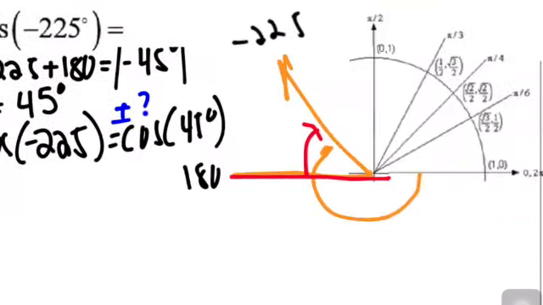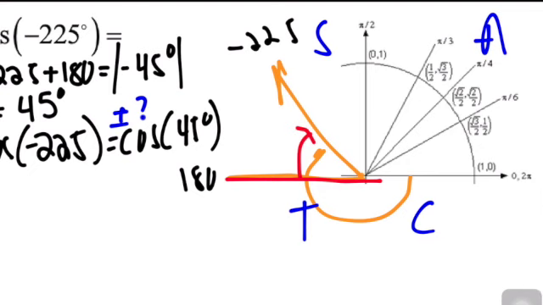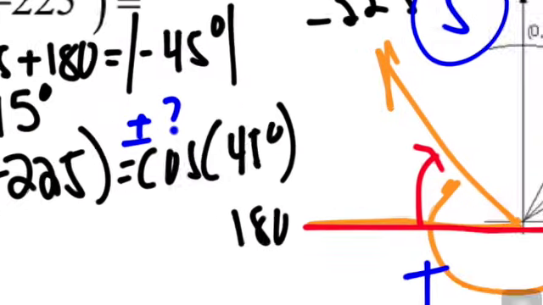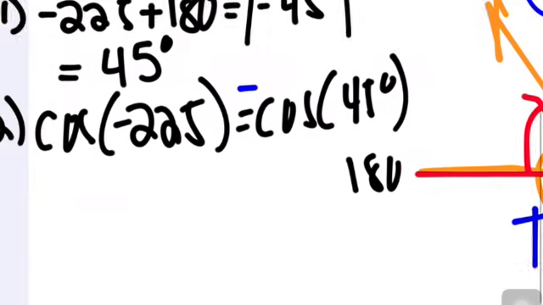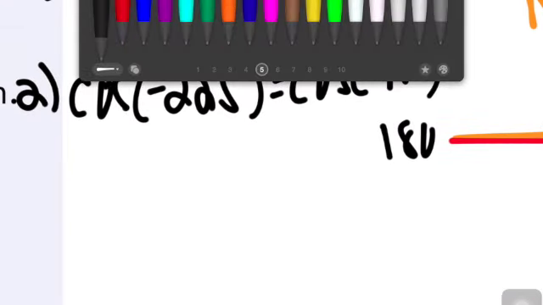All students take calculus. So in the second quadrant, only sine is positive. So in this case, our answer is going to be negative. Only sine is positive, that means cosine is negative. So whatever the answer is, we know it's going to be negative.